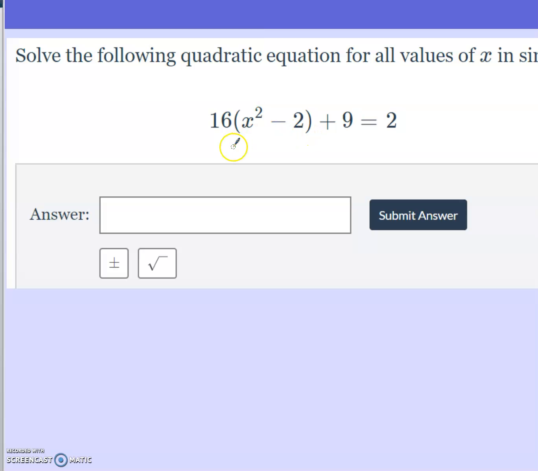If I subtract 9, I get 16 times (x - 2)² still with a 16 out front. Subtracting 9 gets me a negative 7. Then I'm going to divide by 16. It's going to get a little bit messy here, but I think we can handle it. We're going to have (x - 2)². We won't need the parentheses anymore because we're not multiplying by 16. And I'm going to get this fraction, negative 7/16, because I divided by 16.